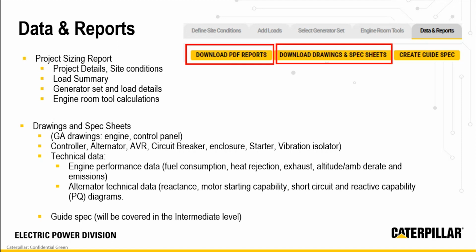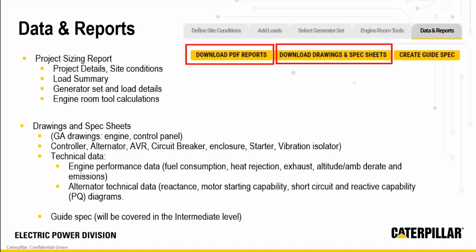When you are moving on to download drawings, obviously some customers, especially a consultant type, would like to see the drawings of the engine so that they can plan their further components. So we have provided GA drawings of the engine and the control panel. You can download them. On top of that, you can download the spec sheets of the controller, alternator, automatic voltage regulator, circuit breaker, enclosure, etc.